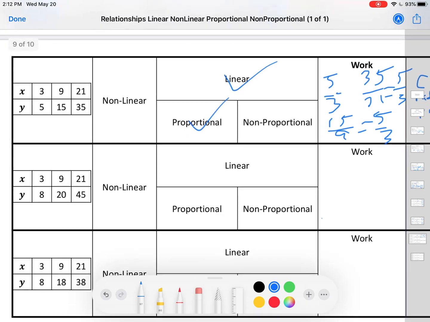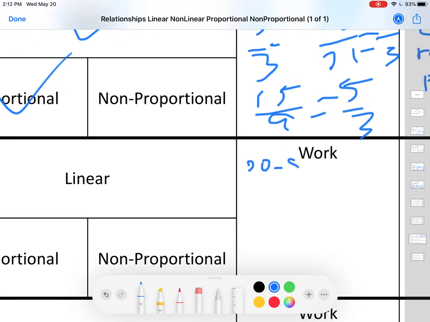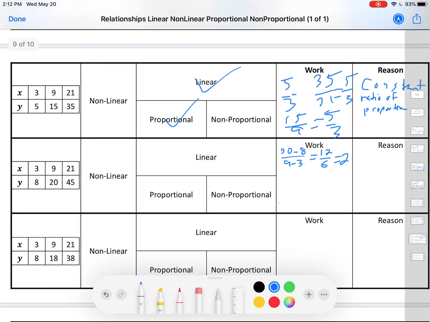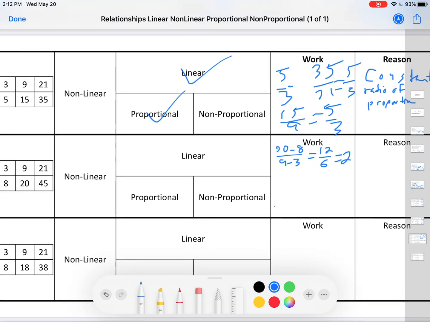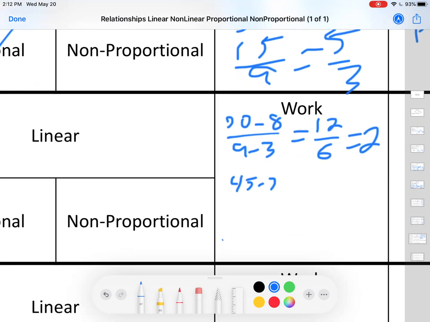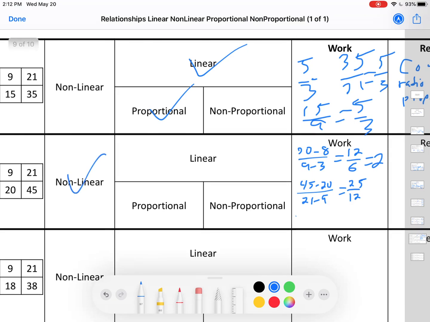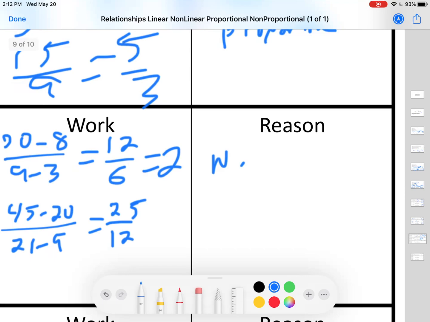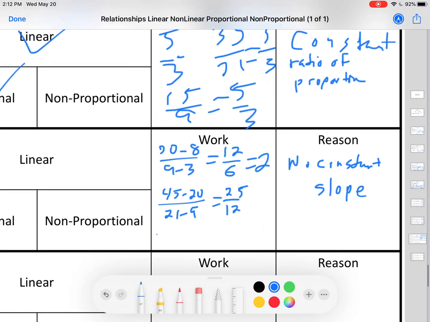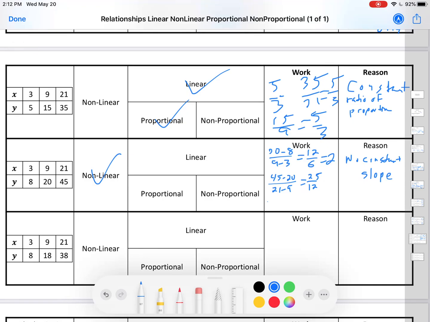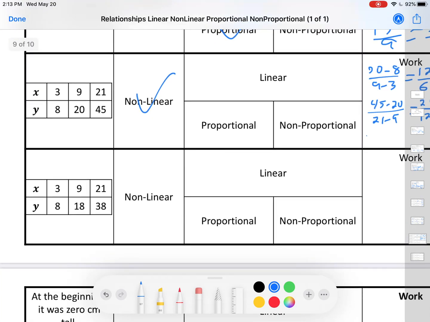So we'll do some slopes. Okay, 20 minus 8, 9 minus 3. That's 12 over 6 is 2. The slope for those two is 2. 45 minus 20, 21 minus 9 is 25 over 12. Doesn't simplify. Is 2 equal to that? No, it does not have a constant slope. It is nonlinear, and your reason is no constant slope. And the work here demonstrates that. All right. We don't have to check whether it's proportional or not. Since it's not linear, it can't be proportional or non-proportional.